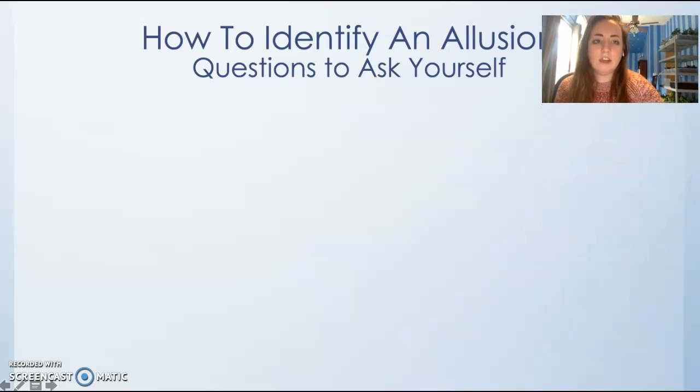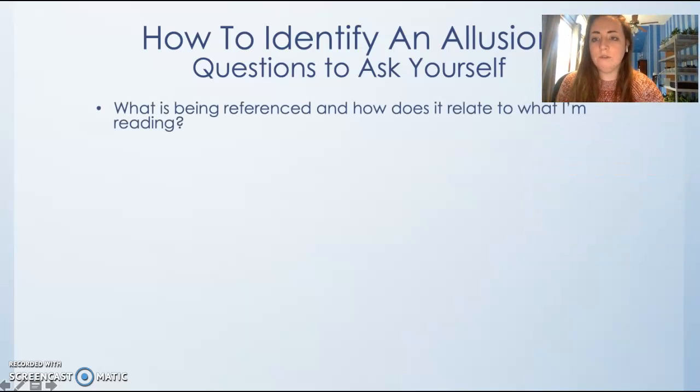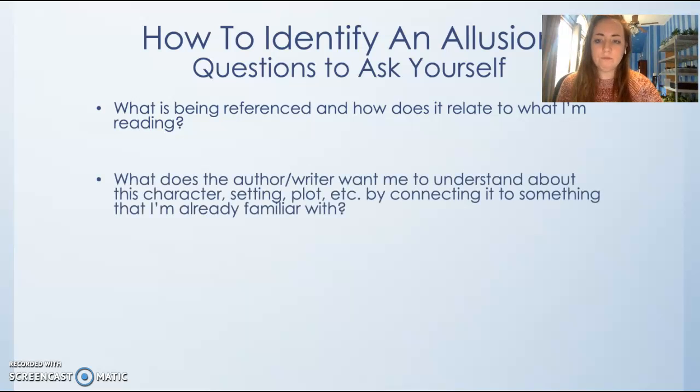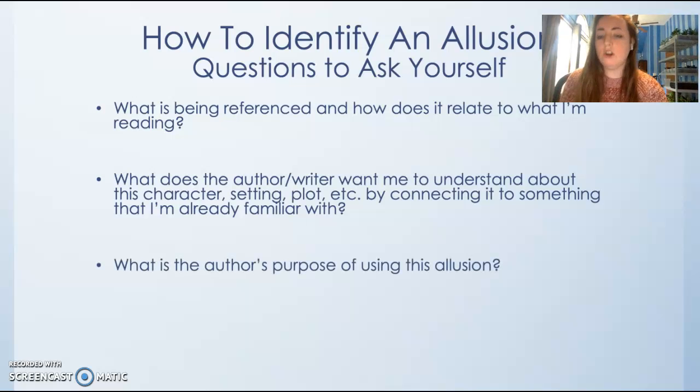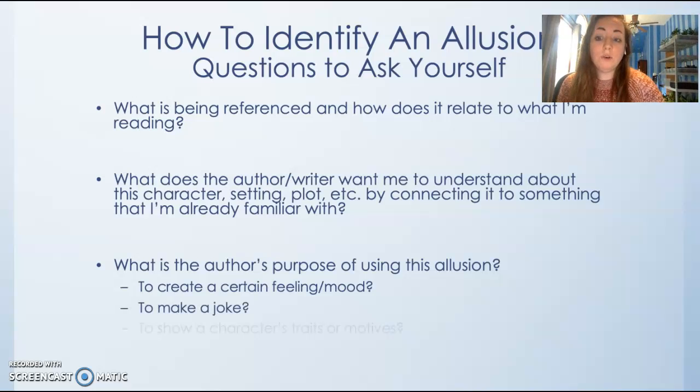How to identify an allusion. Questions to ask yourself. Whenever you're reading a story and you think that you've come across an allusion, ask yourself, what is being referenced and how does it relate to what I'm reading? You can also ask yourself what the author or writer wants me to understand about this character, setting, or plot by connecting it to something that I'm already familiar with. And you can also ask, what's the author's purpose of using this allusion? Is it to create a certain feeling or mood? Is it to make a joke? Or is it to show a character's traits or motives?